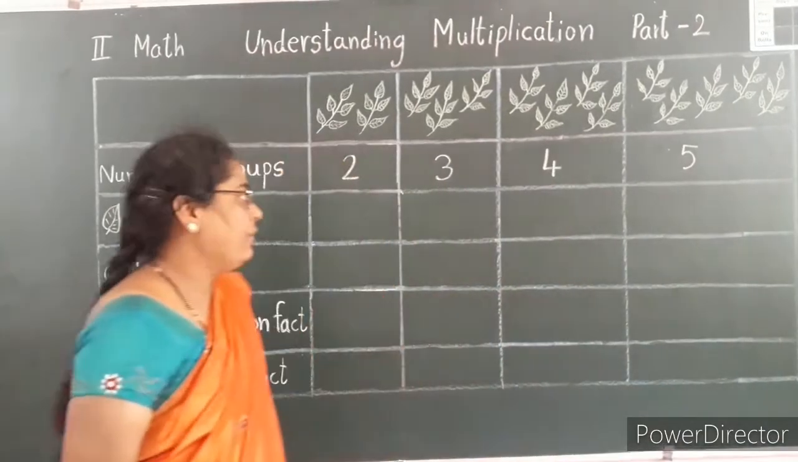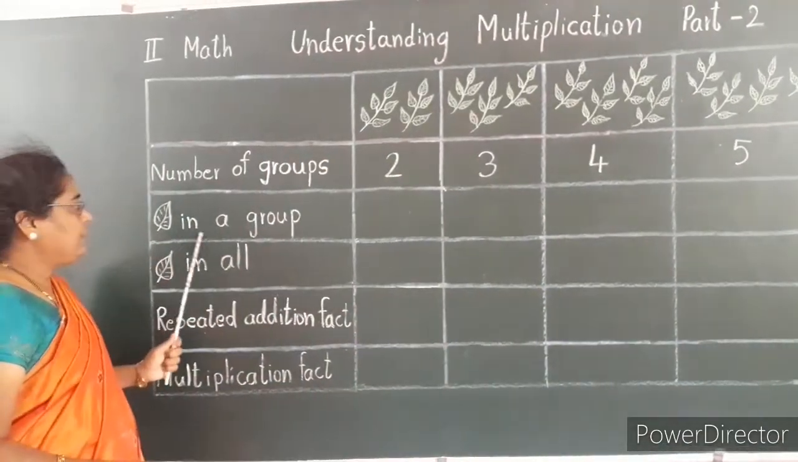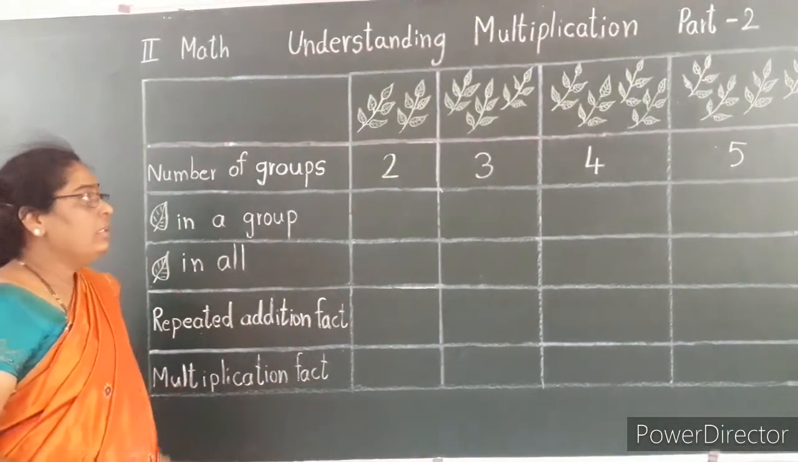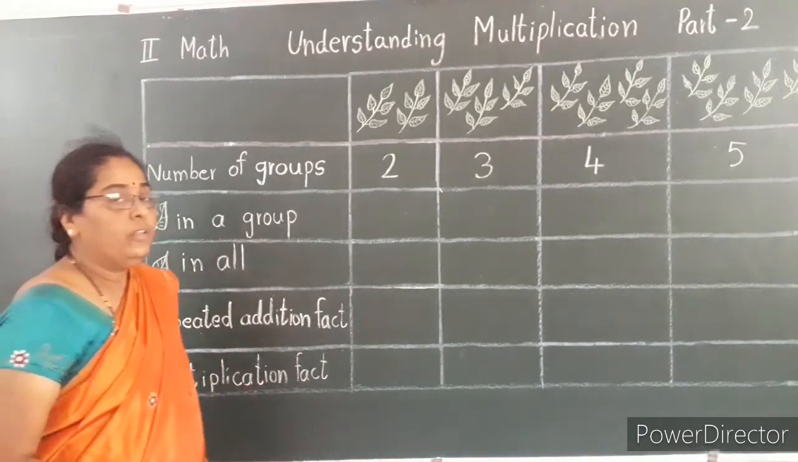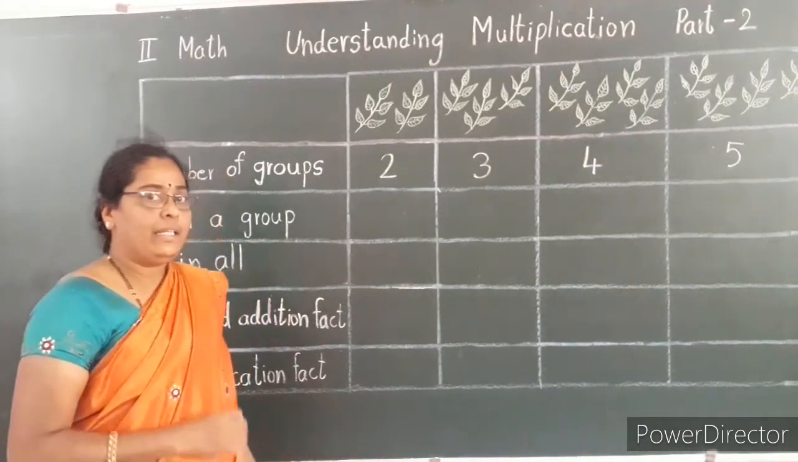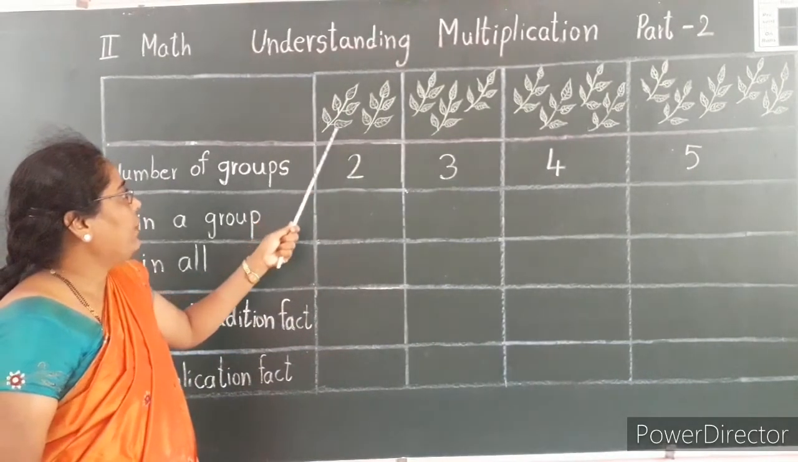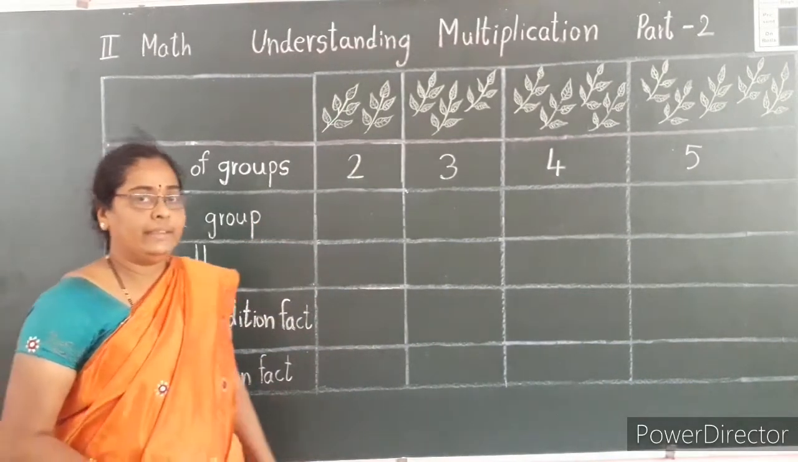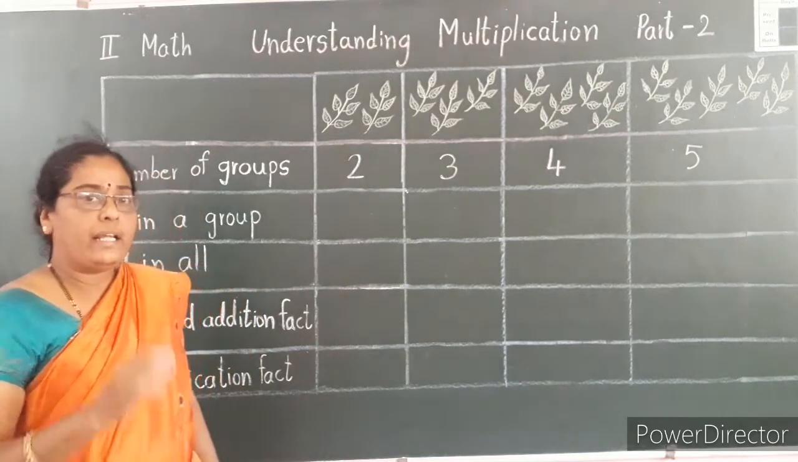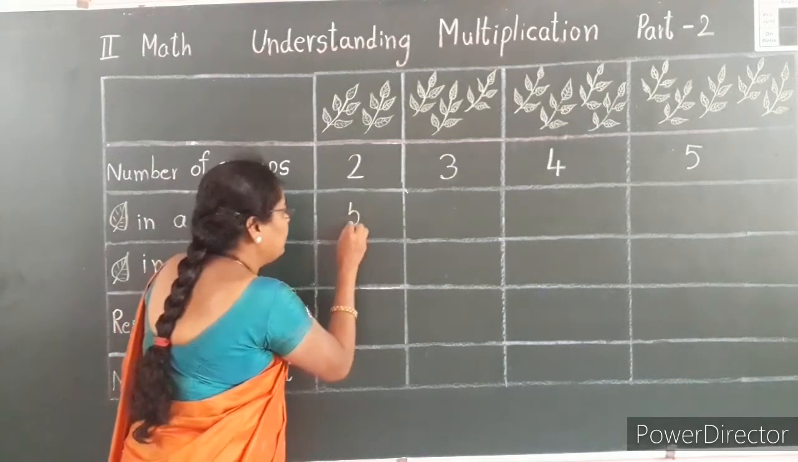Let's move to another one. That is leaves in a group. In each group, how many leaves are there here? Let's count. 1, 2, 3, 4, 5. Yes, in each group, there are 5 leaves.